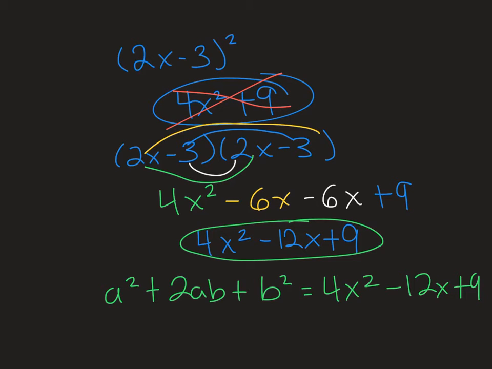So basically what using this formula will do for you is it just allows you to take a little bit of a shortcut when you have a perfect square, and instead of having to FOIL, you can just go straight to this final answer.